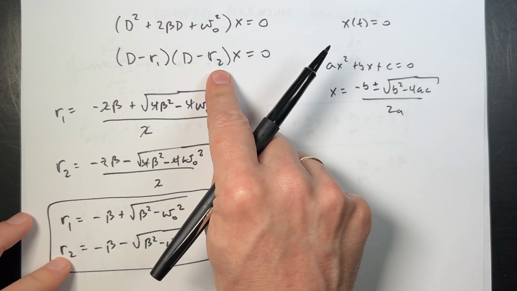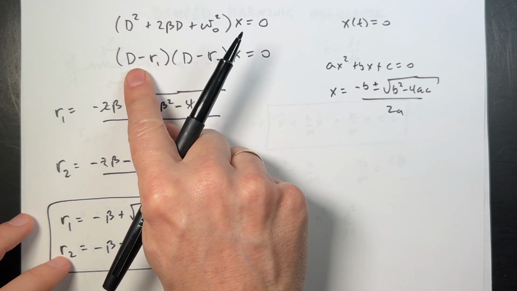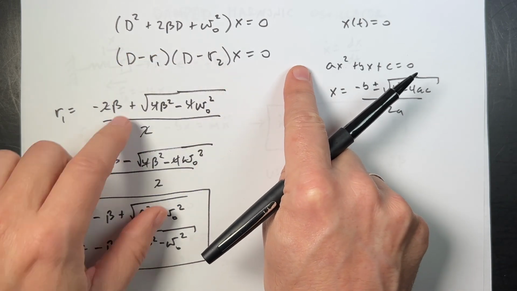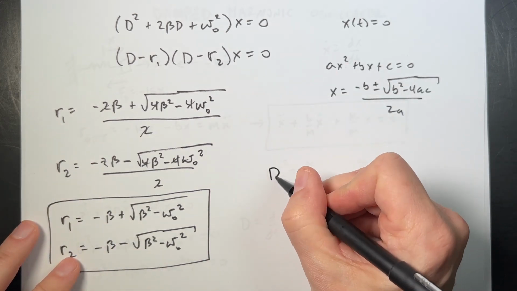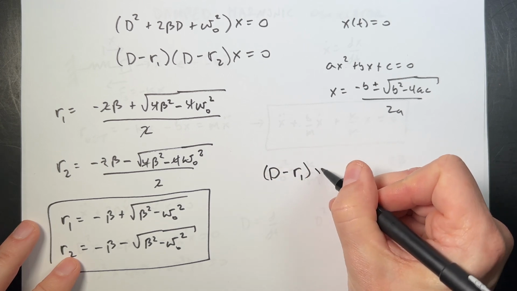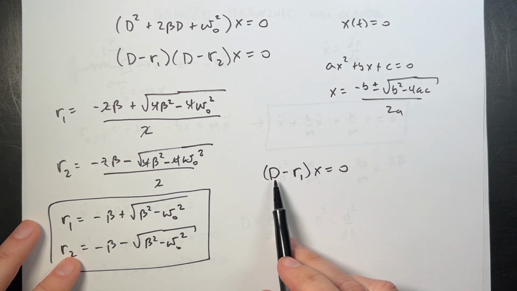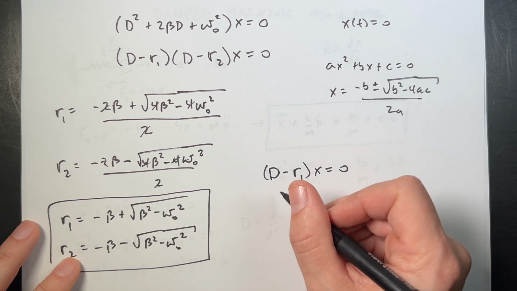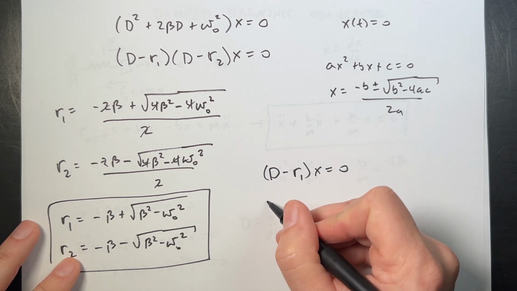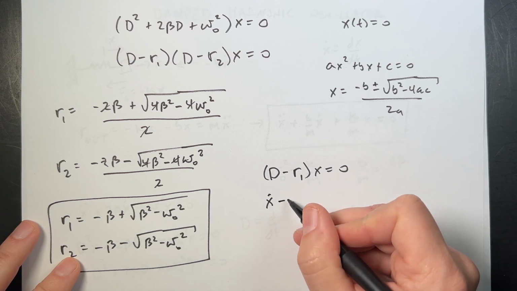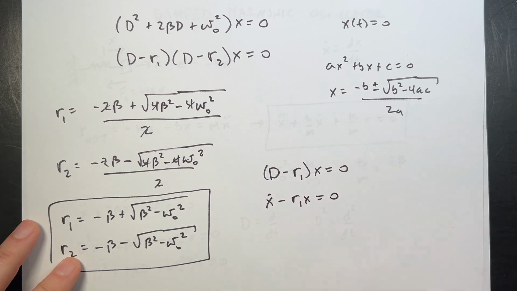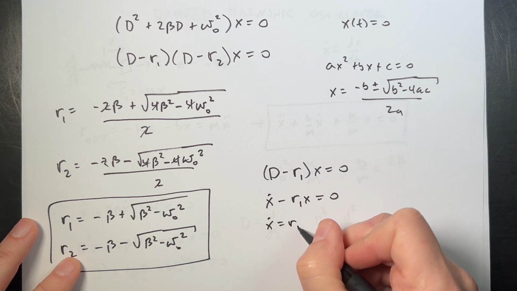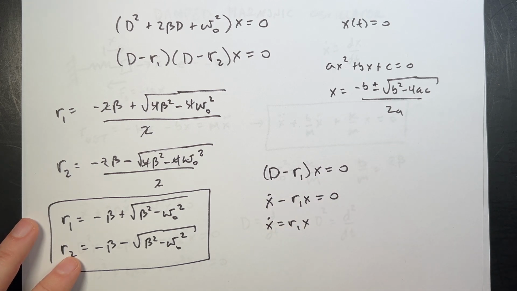I know these values, but I still don't know the x. So let's just take this right here. So this says this operated on x is equal to 0. That's one option. So if I say (D minus R1) operated on x is 0. Now let's switch this back to our actual notation. So this is the first derivative, and that's just a constant. So this says x dot, that's the derivative of x, minus R1x equals 0. And I can solve this for x dot. x dot equals R1x. And now I need to solve that differential equation.